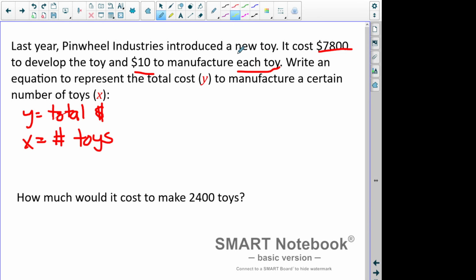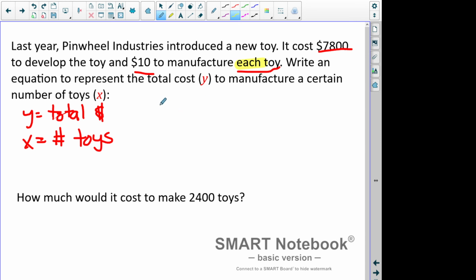Now when we read through this, this word right here, each, is very important. Each tells us that this is multiplication, right? When you say each or per, that means multiply. So that means that for every toy we make, we have to add $10 to the overall cost. So if I had one toy, it'd be $10 added to the cost. If we had 10 toys, it'd be $100 added to the cost. We'd multiply the number of toys by 10 to get the cost of the toys.